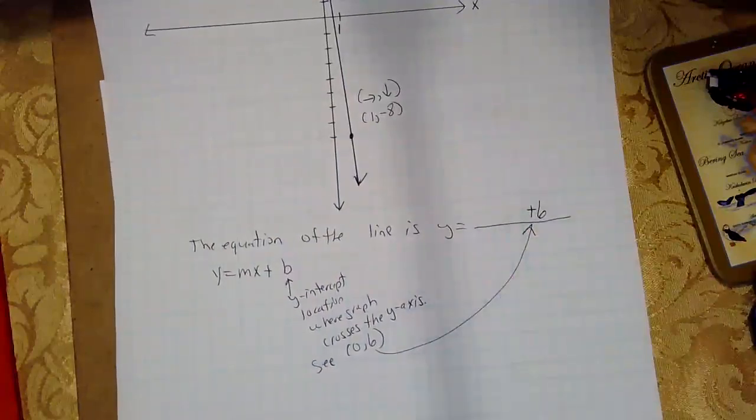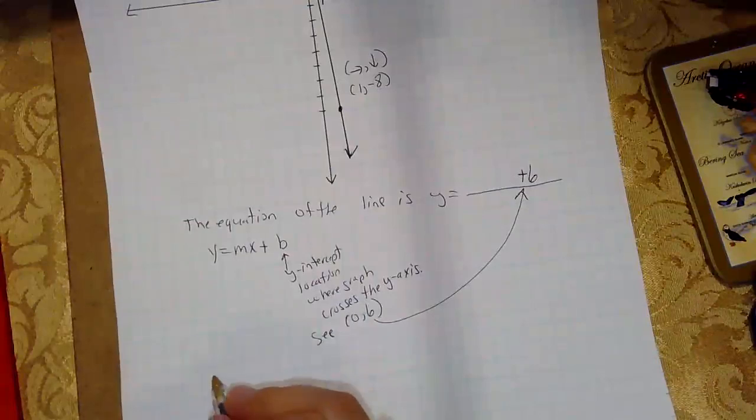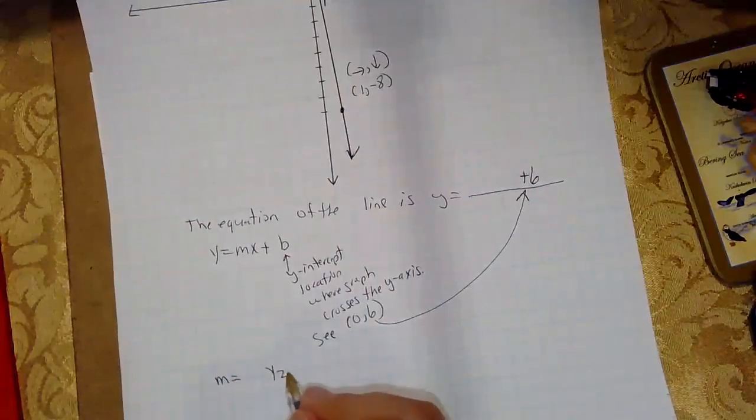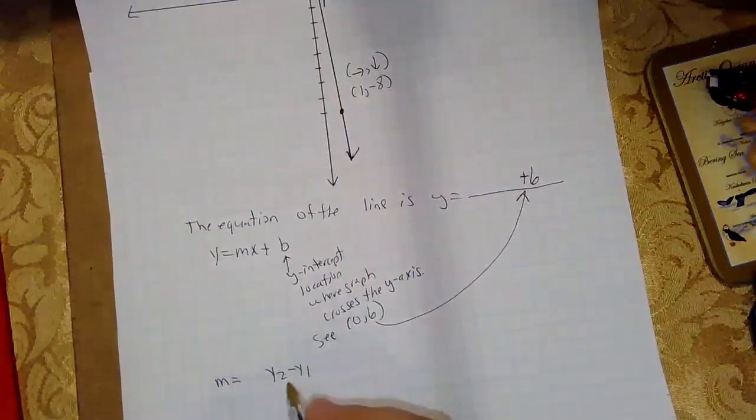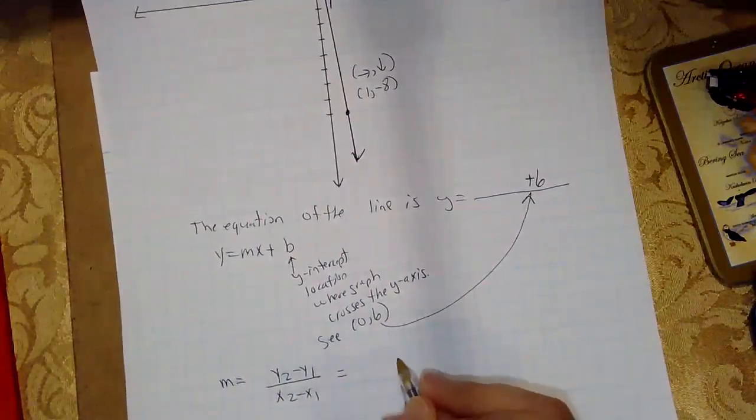Okay, now for the m, what we'll do here is we can find the m by using that slope formula. So remember m was equal to y2 minus y1 over x2 minus x1. Remember that?